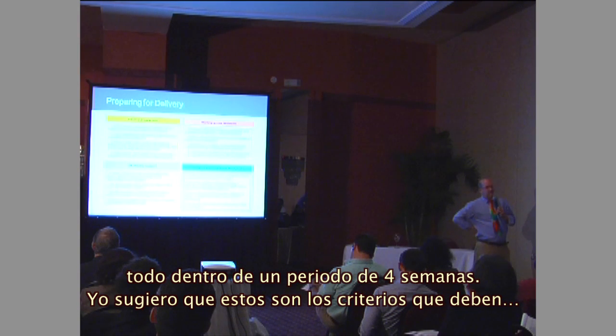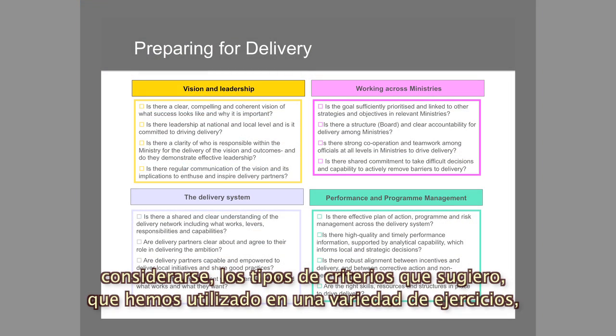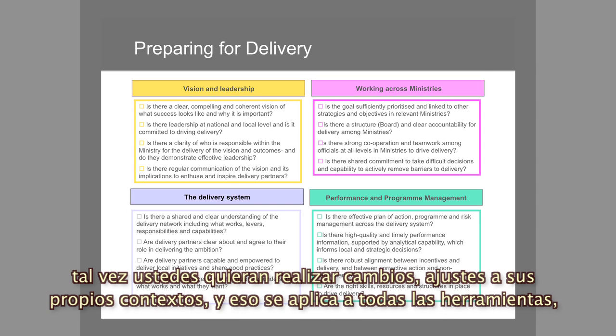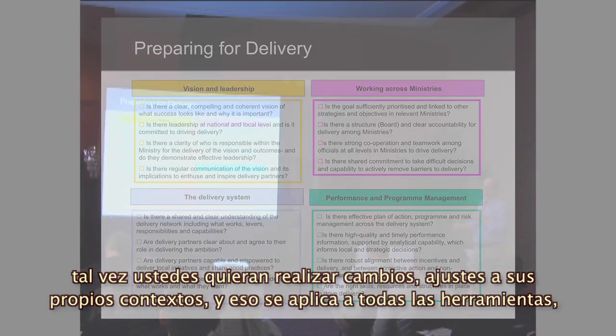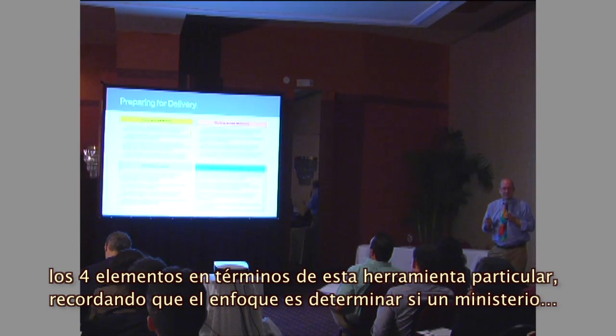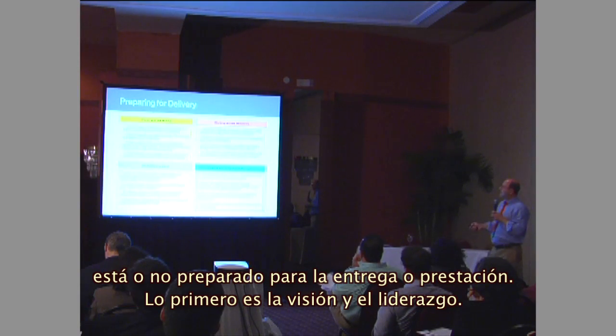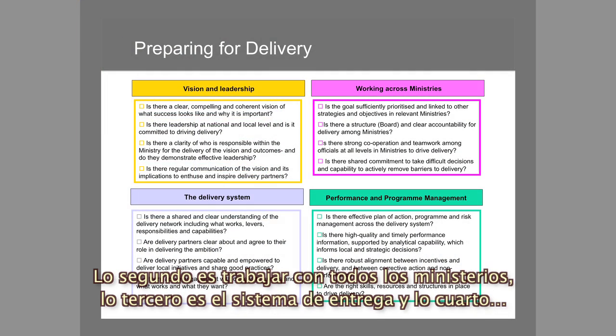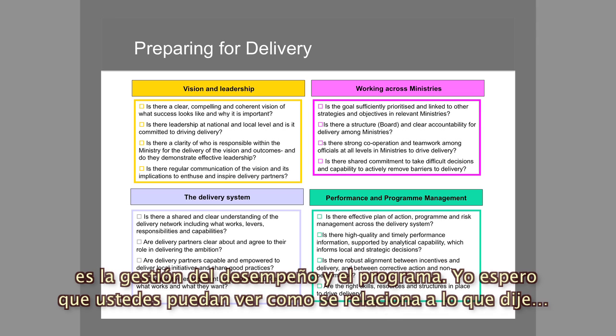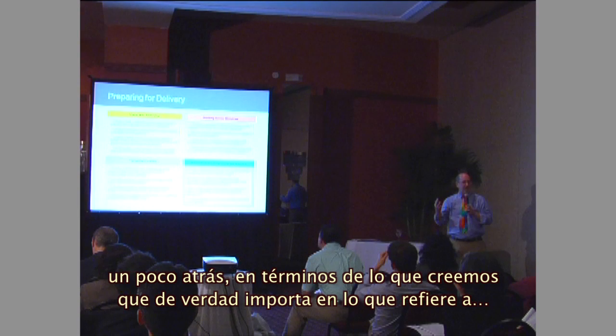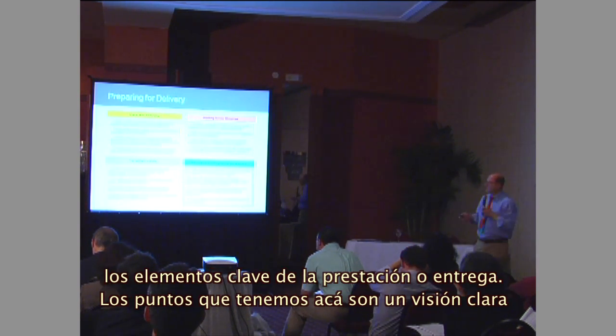I'm going to be suggesting that these are the criteria that you might want to think about. These are the sort of criteria that we've used on a variety of different exercises. You may want to amend those against your own context, and that would be true of all of the tools. There are 4 elements in this particular tool. Remember, the focus is on whether or not a ministry is prepared for delivery. The first is vision and leadership. The second is working across ministries. The third is the delivery system. And the fourth is performance and program management. Now, I hope you can see they relate to what I was saying a minute ago in terms of what we believe really matters in the key elements of delivery.